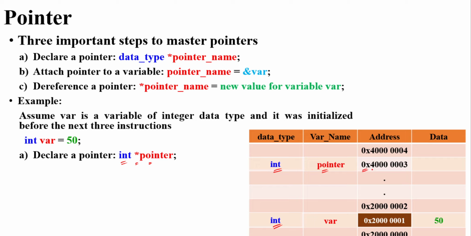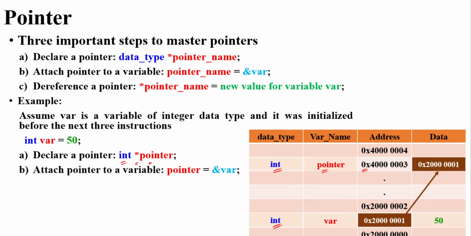Assume here in this case it is 40000003. Right now the pointer was empty. Then we will attach the pointer to a variable. For that we use pointer equal to &var, the ampersand var. Now we can see the data inside the variable pointer is nothing but the address of variable var. So we have attached the pointer to a variable.